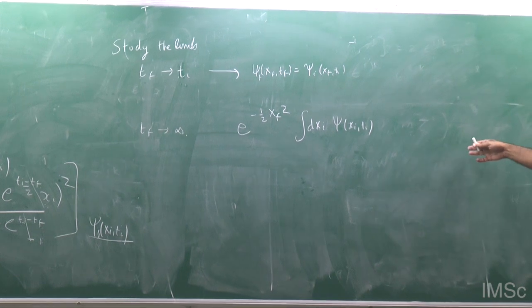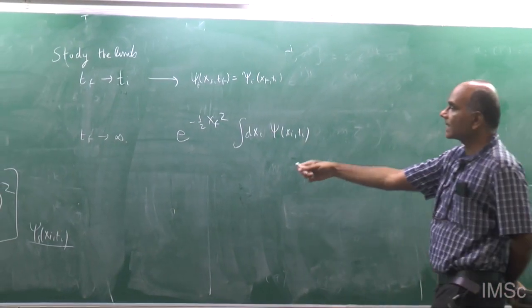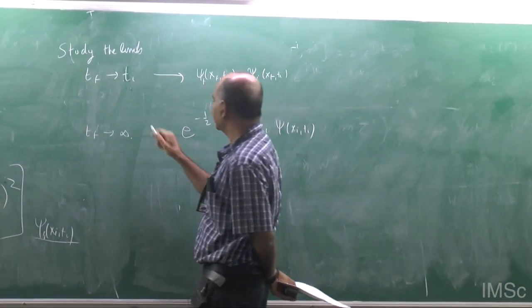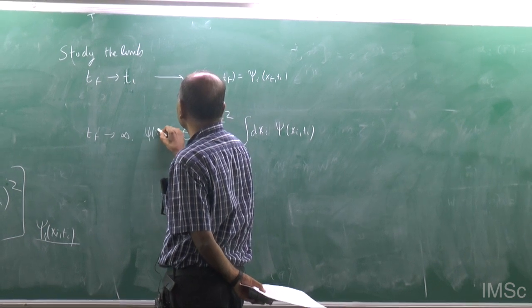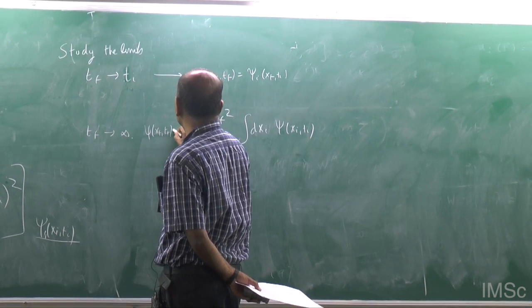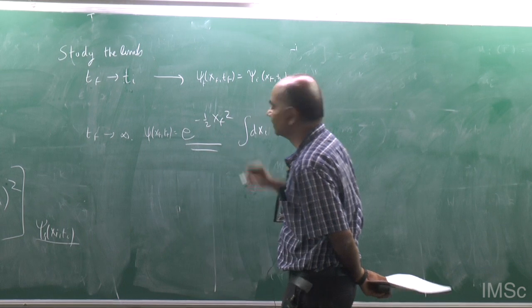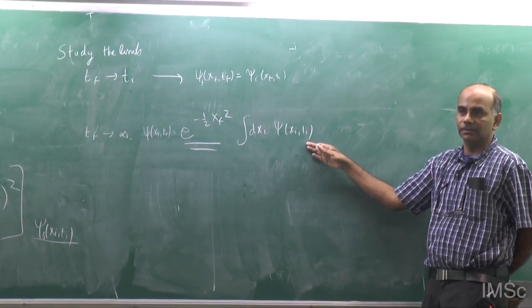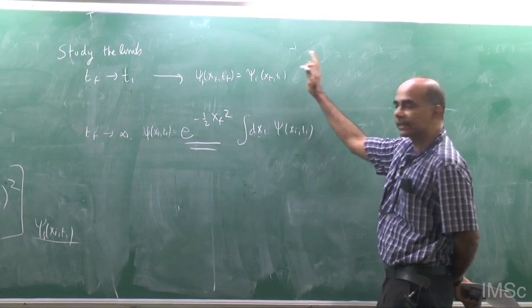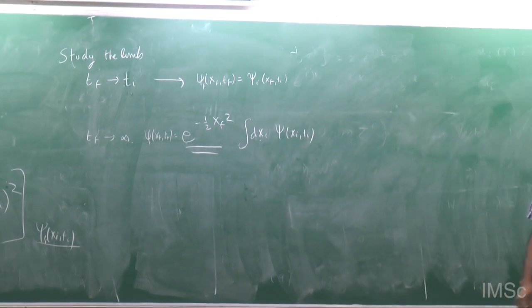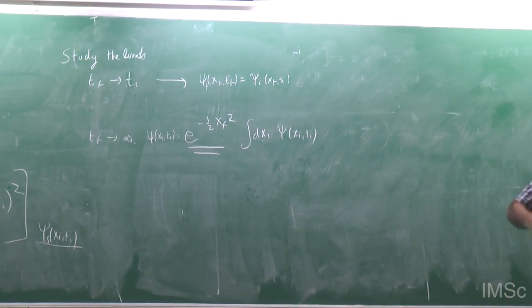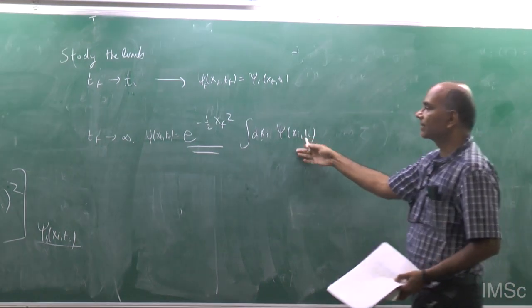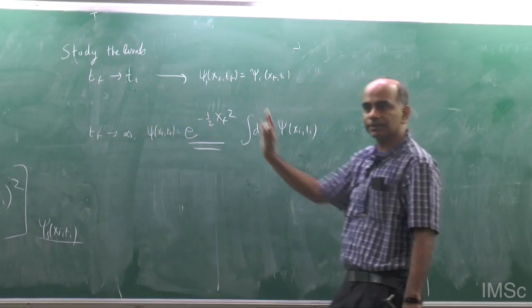So this is a crucial point. Why? Because as tf goes to infinity, your final wave function is a Gaussian, independent of what your initial wave function was. So this field xi is completely integrated out. All information about your initial wave function is lost. Your final wave function is just a Gaussian.